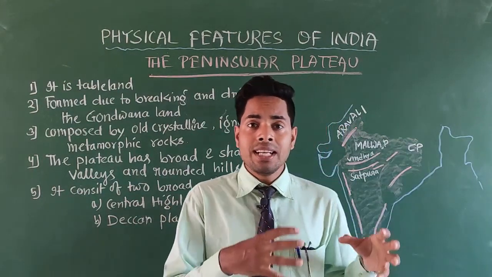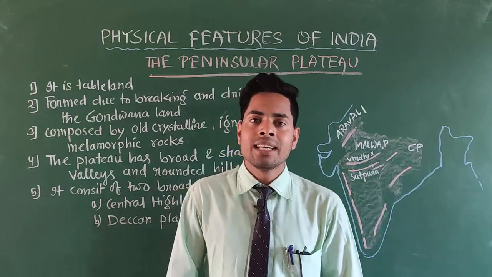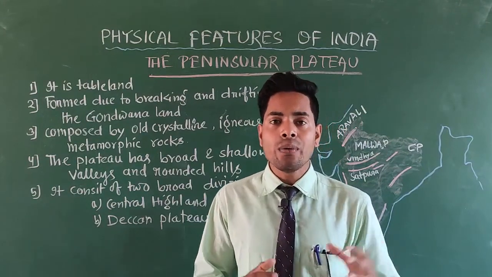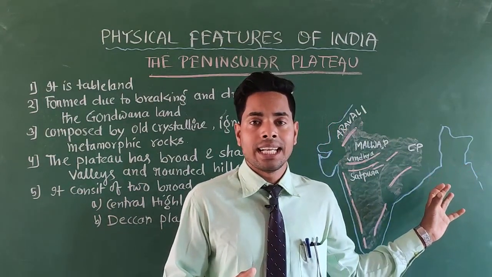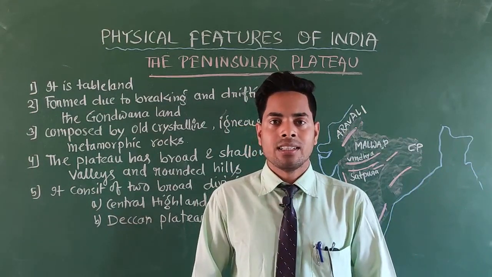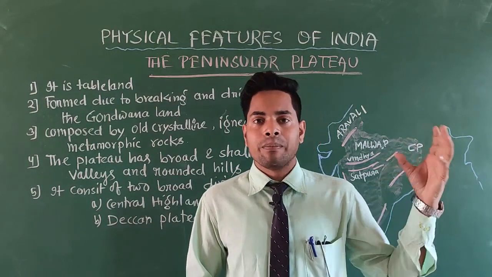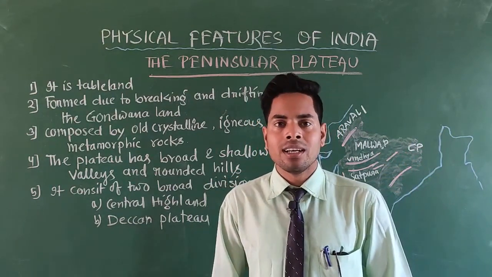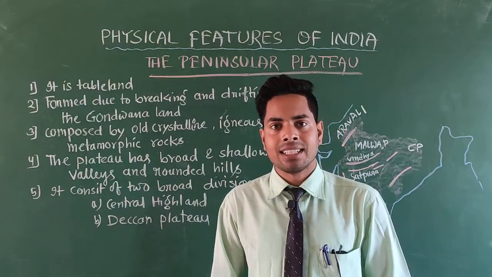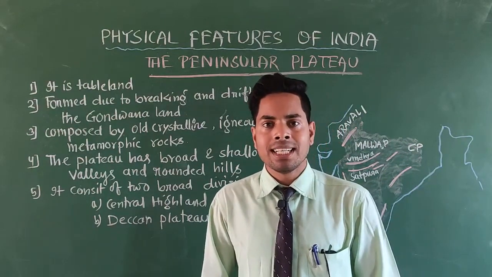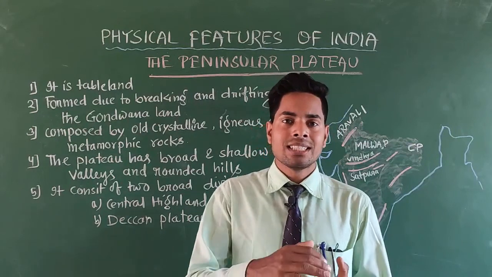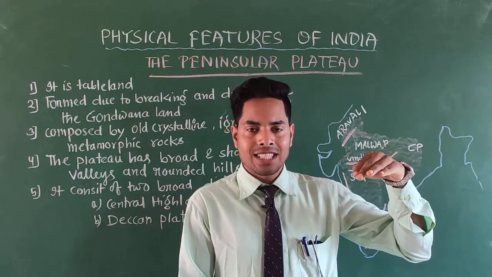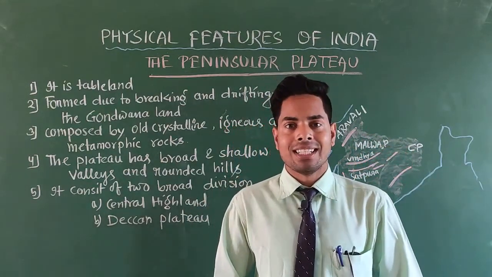So the Peninsular Plateau is also a tableland. Dear students, think about how it was formed. It is a part of the Gondwana land. In previous classes, in the formation of the Himalayan mountains, we discussed the Angara Land and Gondwana land. There was one supercontinent known as Pangaea, which was separated by the Tethys Sea, the northern part known as the Angara Land and the southern part known as the Gondwana land.